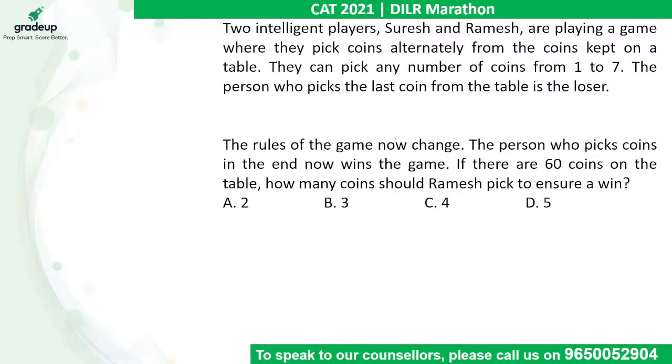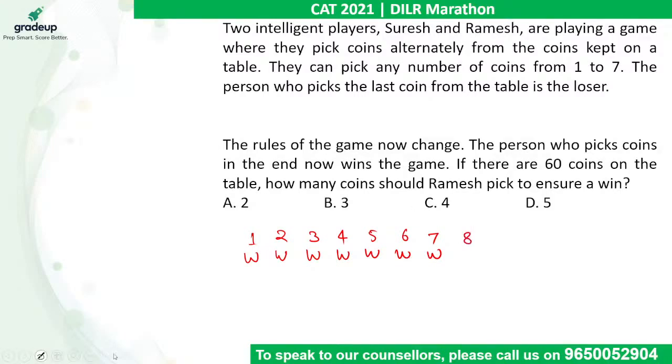Now the rules change, ठीक है? Rule change हो गया. The person who picks coins in the end now wins the game, ठीक है? Now suppose there is one coin, what will happen? You will win the game. If there are two coins, you will win the game. You will pick all the coins, you will not leave anything on the table. 3 coins win, 4 coins win, 5 coins win, 6 coins again you will win, 7 coins again you will win the game, ठीक है? 7 coins तक win करोगे.